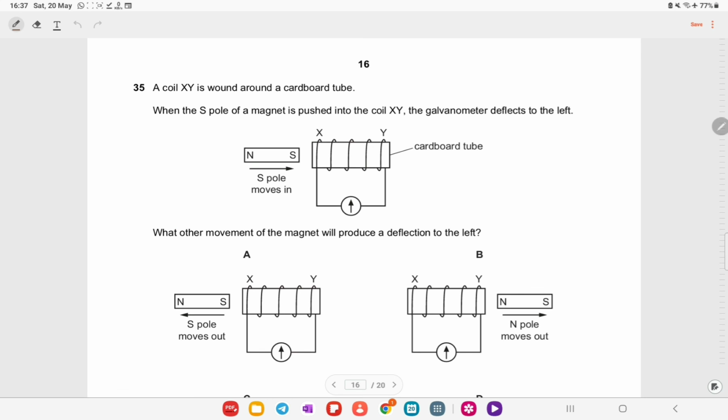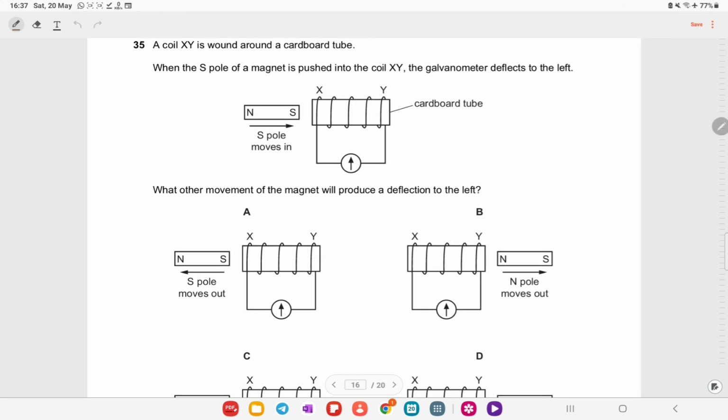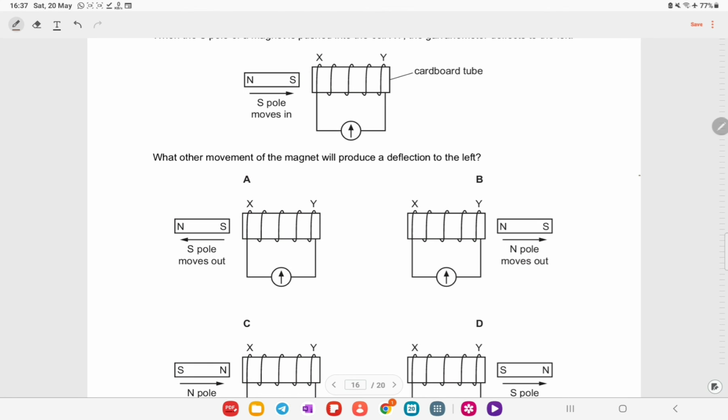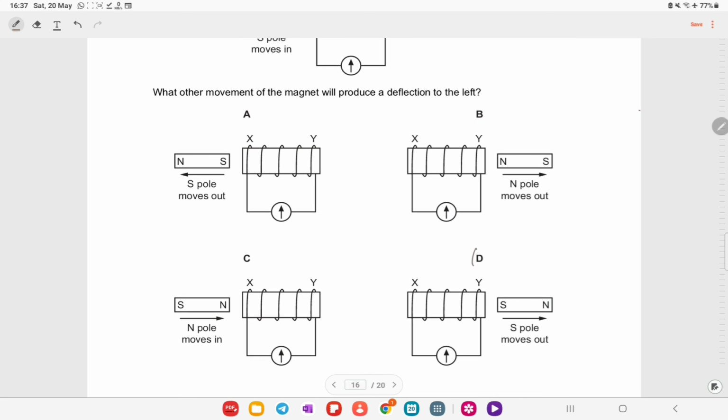A coil XY is wound around a cardboard tube. When the S pole of the magnet is pushed into the coil XY, the galvanometer deflects to the left. What other movements of the magnet will produce a deflection to the left? It's going to be Lenz's law. You can recall this, and the answer would be D, which is going to move the needle towards the left.